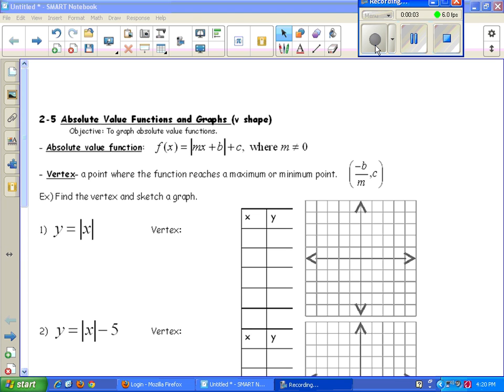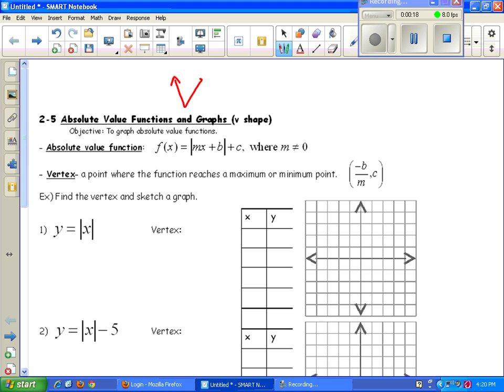Section 2.5, absolute value functions and graphs. Our objective is to graph absolute value functions. A function that is an absolute value always makes what we call a V-shape. So when you're graphing these, if you do not see your graph making some V-shape like one of these, then that means that you maybe did something wrong.